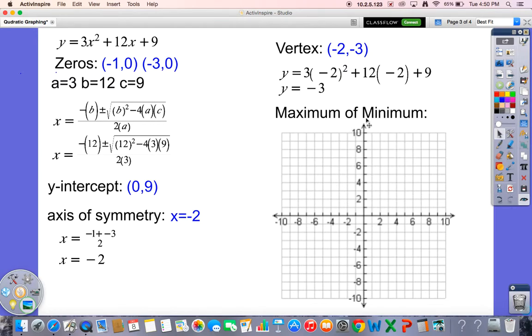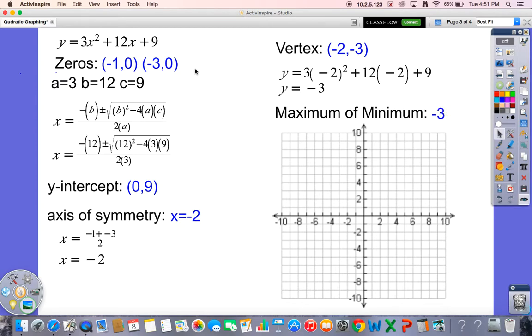In this problem, I have a minimum because my a value is positive. Recall that the minimum value is the y value of the vertex. So in this case, my minimum value is negative 3.